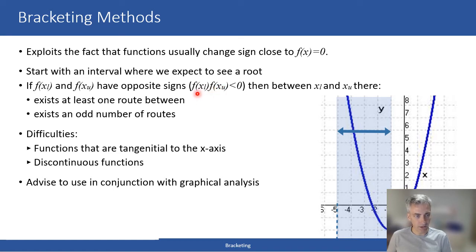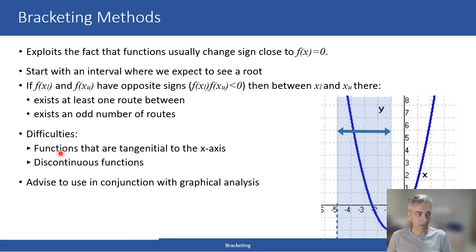So if f of xl times f of xu is less than 0, in other words, if this point multiplied by this point results in something that is negative, then we know that there exists at least one root between those upper and lower values of x. And we also know that there's an odd number of roots.